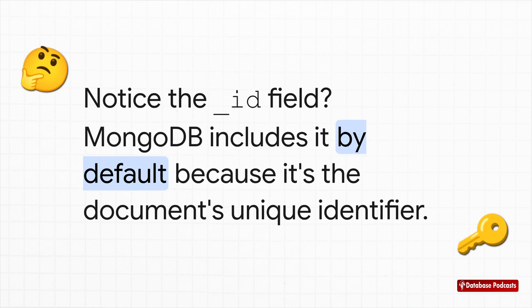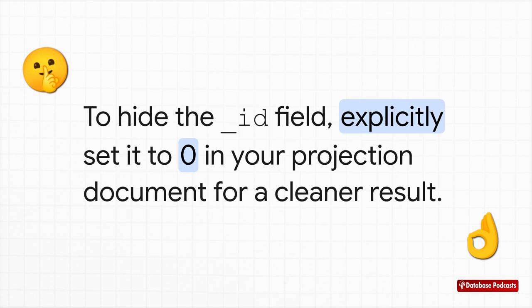But hold on a second. You're probably looking at that result and thinking, wait a minute, I didn't ask for the _id field, so why is it there? Well, that's just a thing MongoDB does. It includes the _id by default because it's the document's unique key. It kind of assumes you'll always want it, unless you specifically tell it not to. So how do we tell it not to? You guessed it, by explicitly setting _id to 0. This is you telling MongoDB, thanks, but no thanks, I don't need the _id this time. Just by adding that _id: 0 to our projection, we get a perfectly clean result with only the fields we actually asked for.